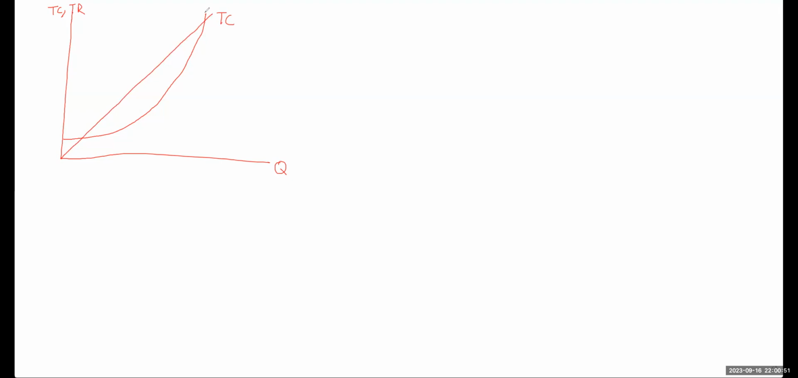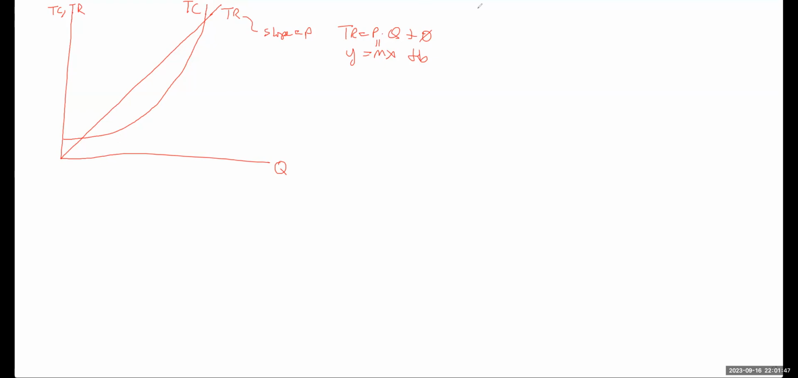Total revenue. Remember, total revenue is equal to price times quantity. Total revenue is measured on the y-axis. Quantity is measured on the x-axis. This is y equals mx plus b, where b is 0, the y-intercept is 0, and m is the slope, which is equal to the price. So the slope of this is equal to price. Okay, that's how you can see it's a straight line coming out of the origin.